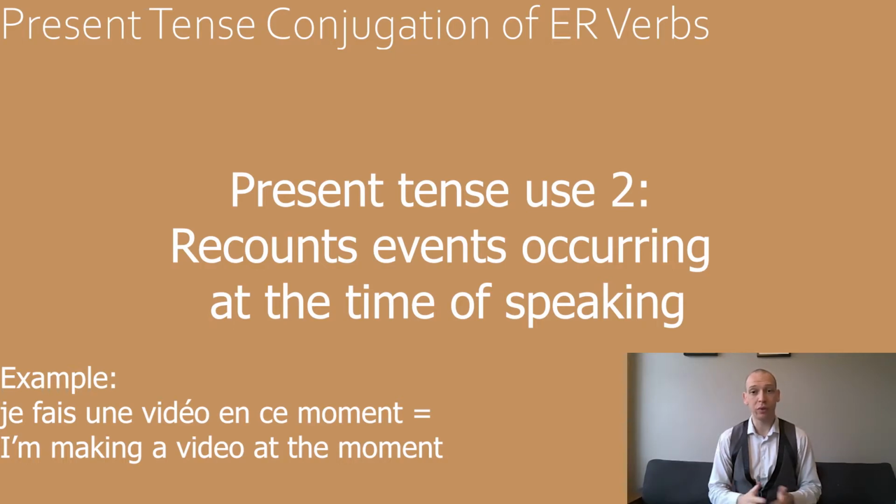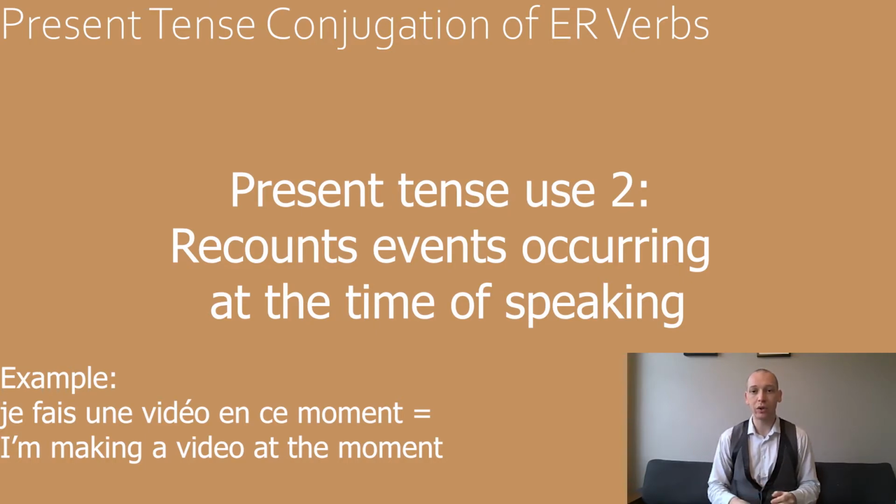Astute viewers will notice the first difference between the French present and the English present here. In English, we have a tense called the present progressive, which is formed with the verb to be and the present participle of the primary verb. French doesn't have a present progressive.